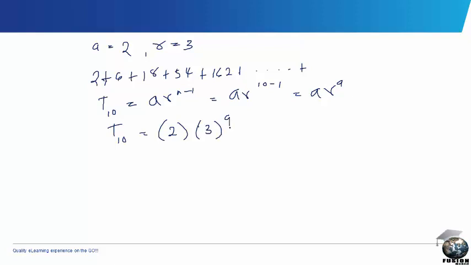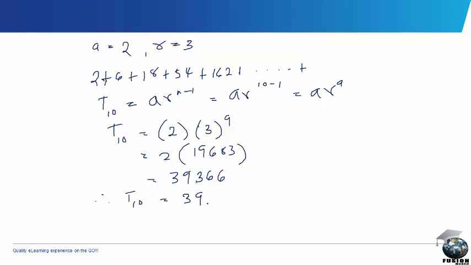We know 3 raised to the power 9 is equal to 19683. Okay, so that's 2 times 19683, which will give us 39,366. Therefore the 10th term itself is 39366. And we are told to determine the sum of the first 10 terms.